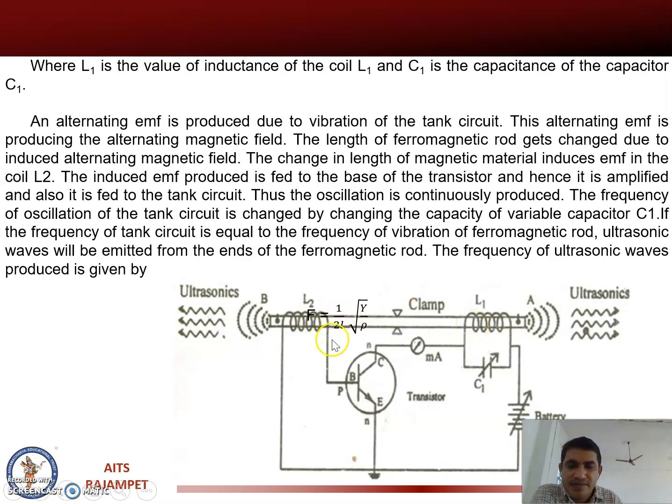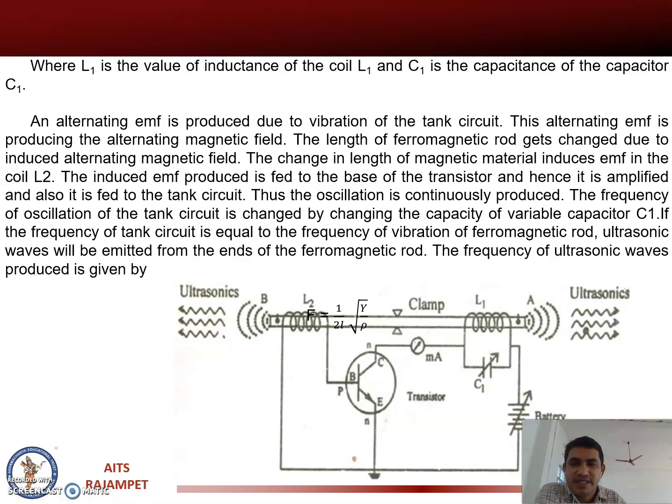This induced EMF is fed to the base and emitter of the transistor, and hence it is amplified, and also it is fed into the tank circuit. Thus, the oscillation is continuously produced. The frequency of oscillation of the tank circuit is changed by changing the capacity of the capacitor.